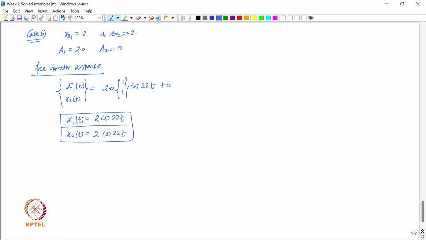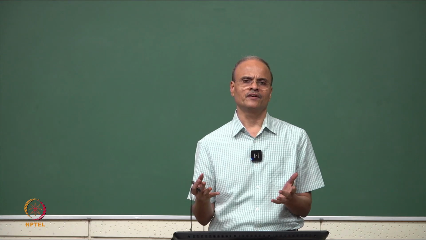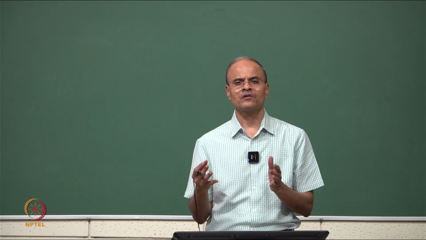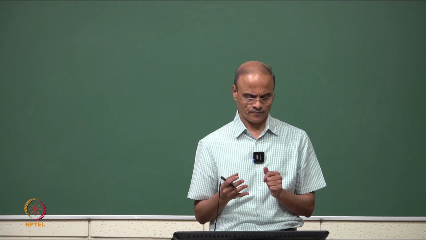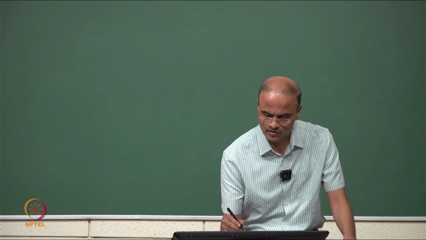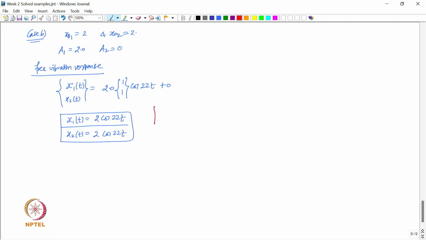The second natural frequency is not excited, the second mode is not excited, right, and hence it does not contribute anything to the response. And therefore, if you sketch this response, then in the time domain the response would look something like this. It is a cosine wave, pure cosine wave, right, and for x2 also exactly the same wave, because it has the same amplitude, correct.